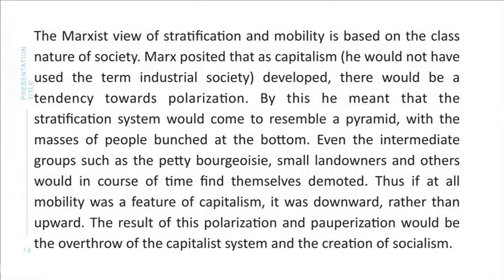The Marxist view of stratification and mobility is based on the class nature of society. Marx posited that as capitalism developed, there would be a tendency towards polarization, and by this he meant that the stratification system would come to resemble a pyramid with the masses of people bunched at the bottom. Even the intermediate groups such as petty bourgeois, small landowners and others would in course of time find themselves demoted, and thus if at all mobility was a feature of capitalism, it was downward rather than upward social mobility. So, here he focused on the various subjective factors which are responsible for social mobility.